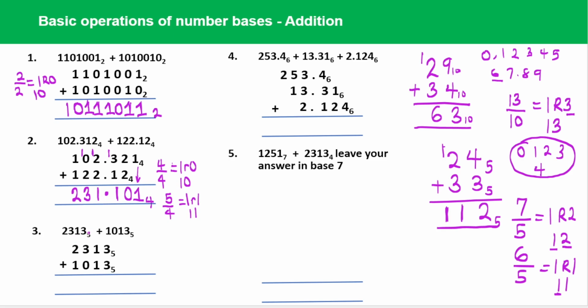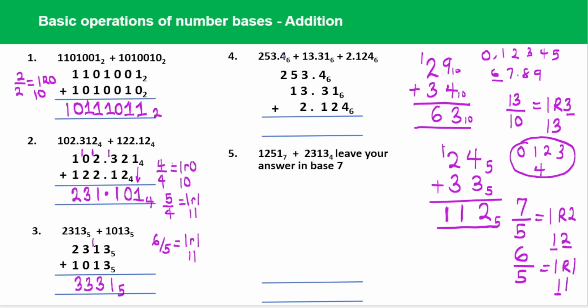Now come to number 3. We have 2313 base 5 plus 1013 base 5. The same concept is applicable here. 3 plus 3 will give us 6. We cannot write 6 here because 6 is beyond our base. So we do 6 over 5. That will give us 1, remainder 1, which is 1, 1. So we write the remainder of 1. We carry the whole. 1 plus 1 plus 1 will give us 3. We can write 3 here because it's less than our base. 3 plus 0 will give us 3, less than our base. 2 plus 1 will also give us 3, less than our base. So our answer to this is 3331 base 5.